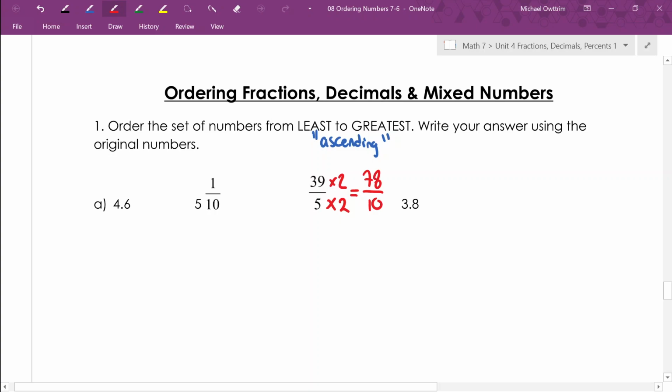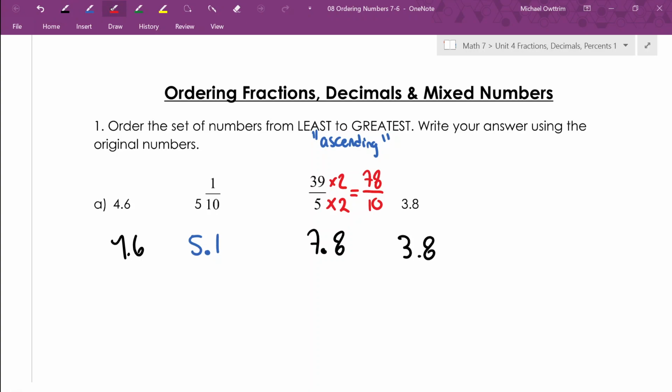And the reason I want to do that is because it allows me to easily write these as decimals. 5 wholes and 1/10 is 5.1. 78 out of 10 is 78 tenths, or 7.8. And my other ones already were decimals, so 4.6 and 3.8. From here, it's pretty easy to put them in order. So from lowest to greatest, 3.8 is going to be our first one, then 4.6, then 5 1/10, and then 39 fifths.